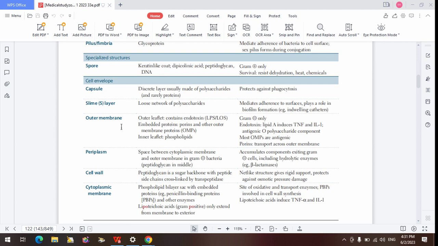And what are the forms of this endotoxin? They test this a lot. Endotoxin can be in the form of a lipopolysaccharide or a lipo-oligosaccharide. That means it contains a lipid component as well as a carbohydrate chain. The lipid component of this lipopolysaccharide or lipo-oligosaccharide is called lipid A.